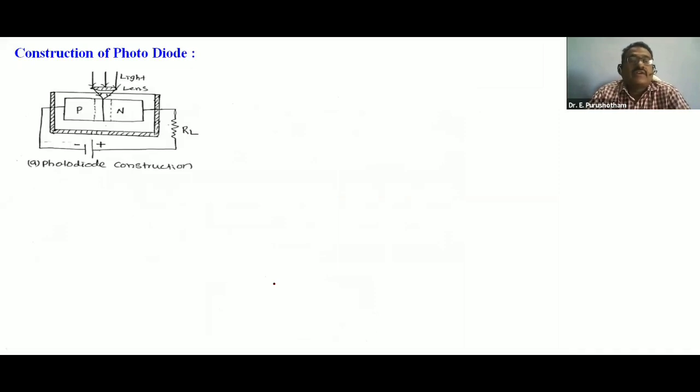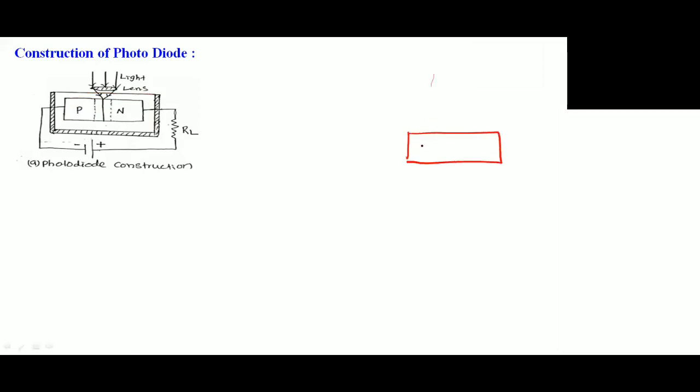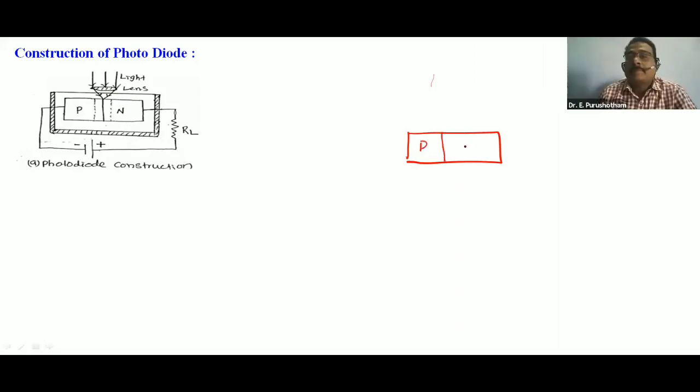So, construction of a photodiode. This is the construction figure. Simply try to understand, that is the photodiode construction. The diode is made up of a semiconductor PN junction. You see, this is the P type and this is the N type semiconductor. So this is the depletion layer. This is a convex lens.